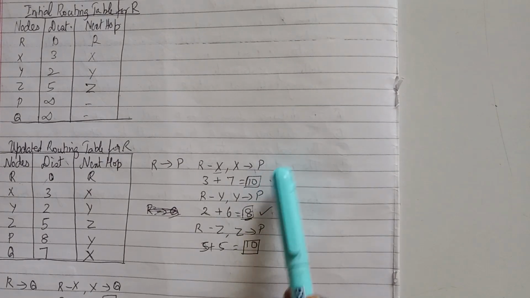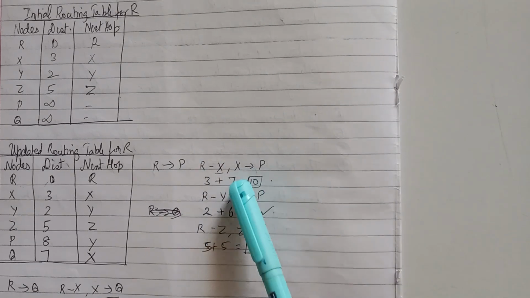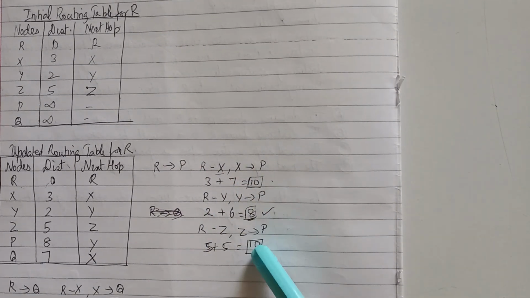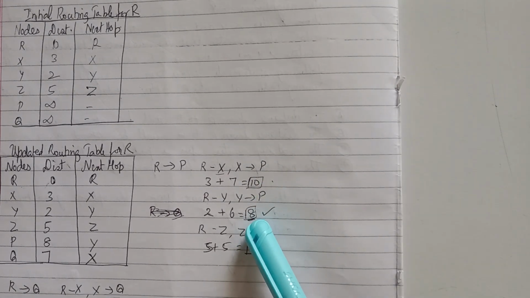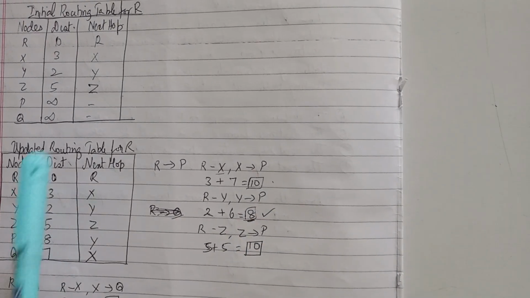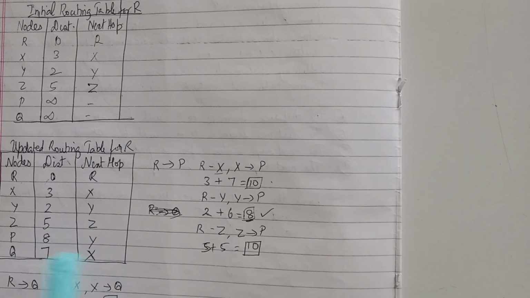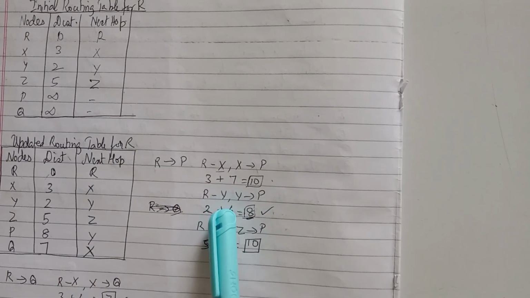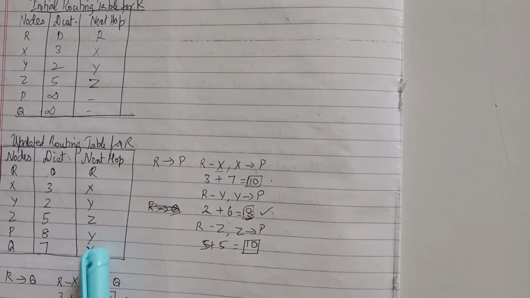So from these three distances, you are reaching R to P through X, Y or Z. Which distance will we take? This is the minimum distance only you have to take. So among 10, 10 and 8, the minimum distance is 8. So we choose this distance. We update the routing table. We update the value of distance from R to P as 8 and write the next stop as Y, because it is through Y we are traveling.